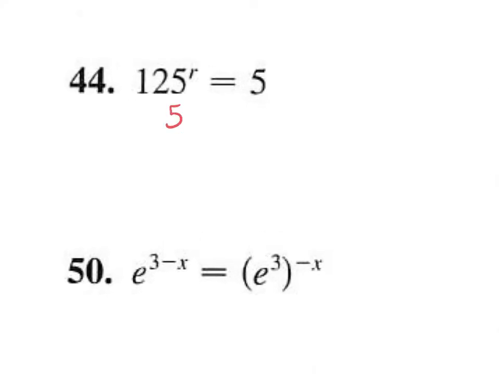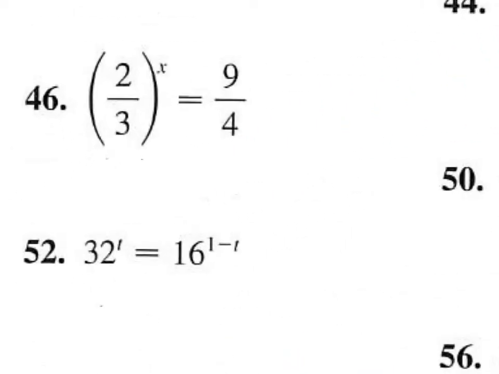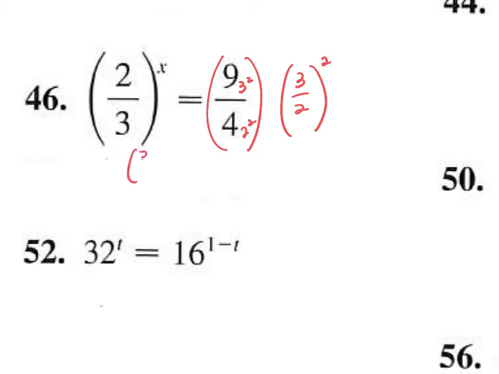Okay, this is 5 to the 3r equals 5. This would be to the first, so 3r equals 1. R equals 1/3. 46. This becomes 3 squared and 2 squared. The base is not the same, so this becomes 3 over 2 squared. And to flip it, I would get 3 over 2 to the negative x equals 3 over 2. And then negative x equals 2, so x equals negative 2.